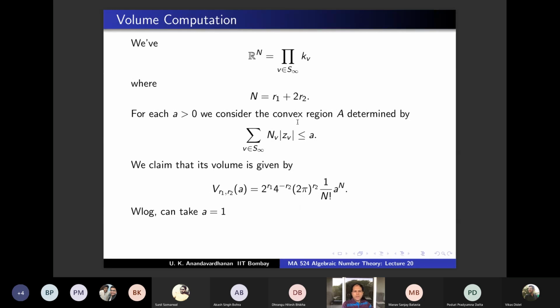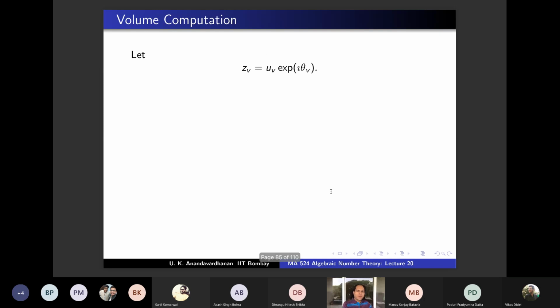Why is that? Because you can check from this that V_{R1,R2}(A) is A^n times V_{R1,R2}(1). It's just scaling, and therefore it's enough to compute this one. You have to compute that V_{R1,R2}(1) equals this much without A^n. That's what we will do.